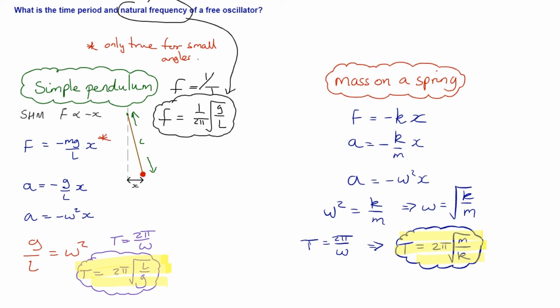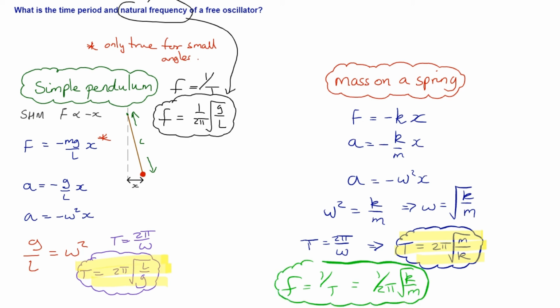And we can then carry on as before, and we can figure out the natural frequency. So, well, the natural frequency is just 1 over T, so it's going to be 1 over 2 pi root k over m flipped over. So that's it. So we've done it nice and quick there for the mass on a spring.